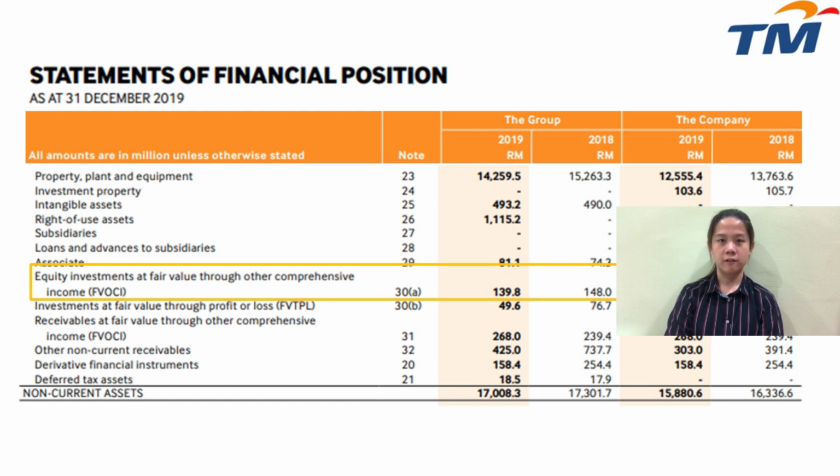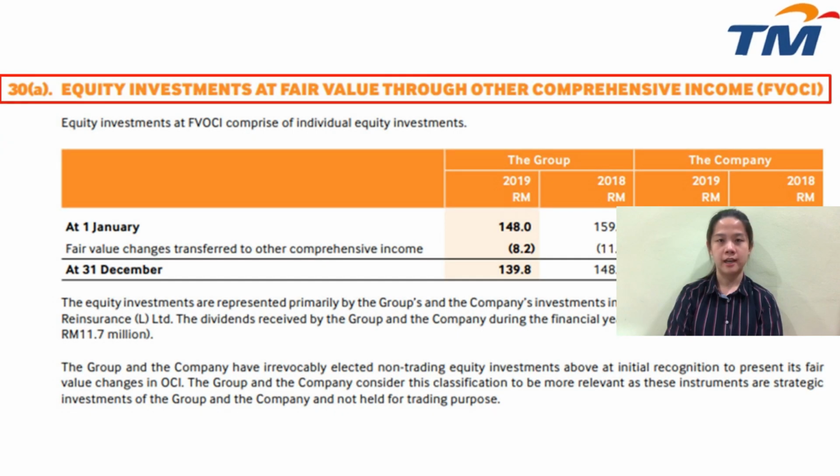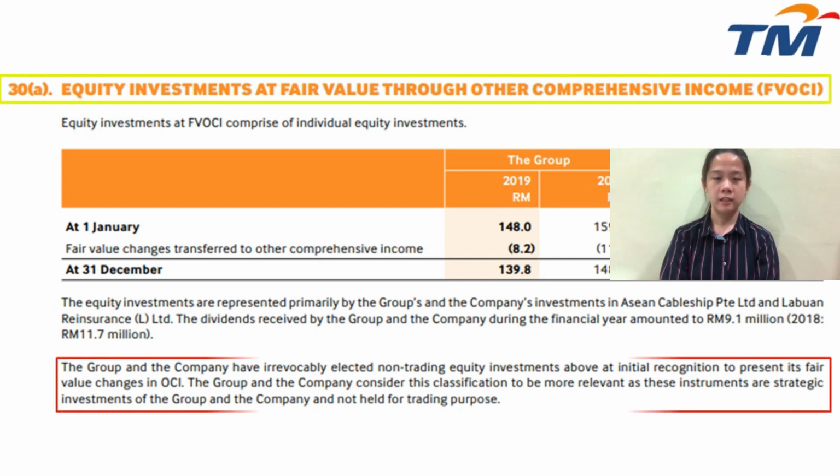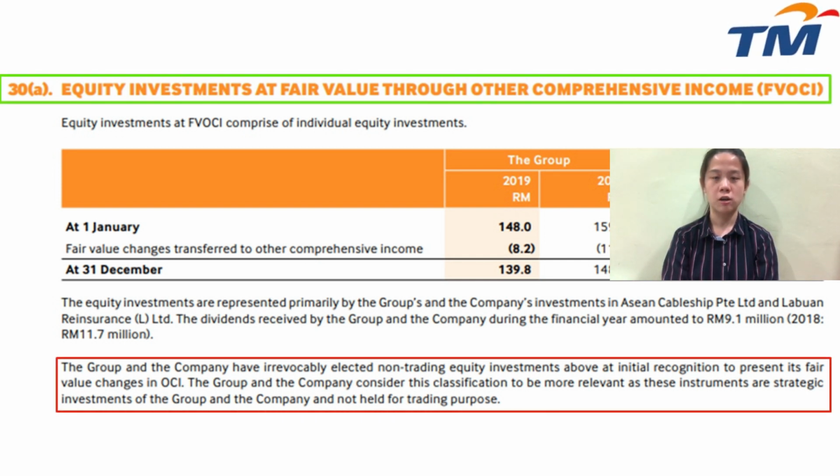Here we show you the statements of financial position by Telekom Malaysia Berhad as at 31st December 2019. Here shows the equity investments that are measured at fair value through other comprehensive income. In notes to financial statements, the equity investments that are measured at fair value through other comprehensive income comprise the individual equity investments. The policy also stated that the group and the company have irrevocably elected the equity instruments at initial recognition to present its fair value changes in other comprehensive income, and the equity investments are not held for trading. Here comes to the end of the classification of financial assets.